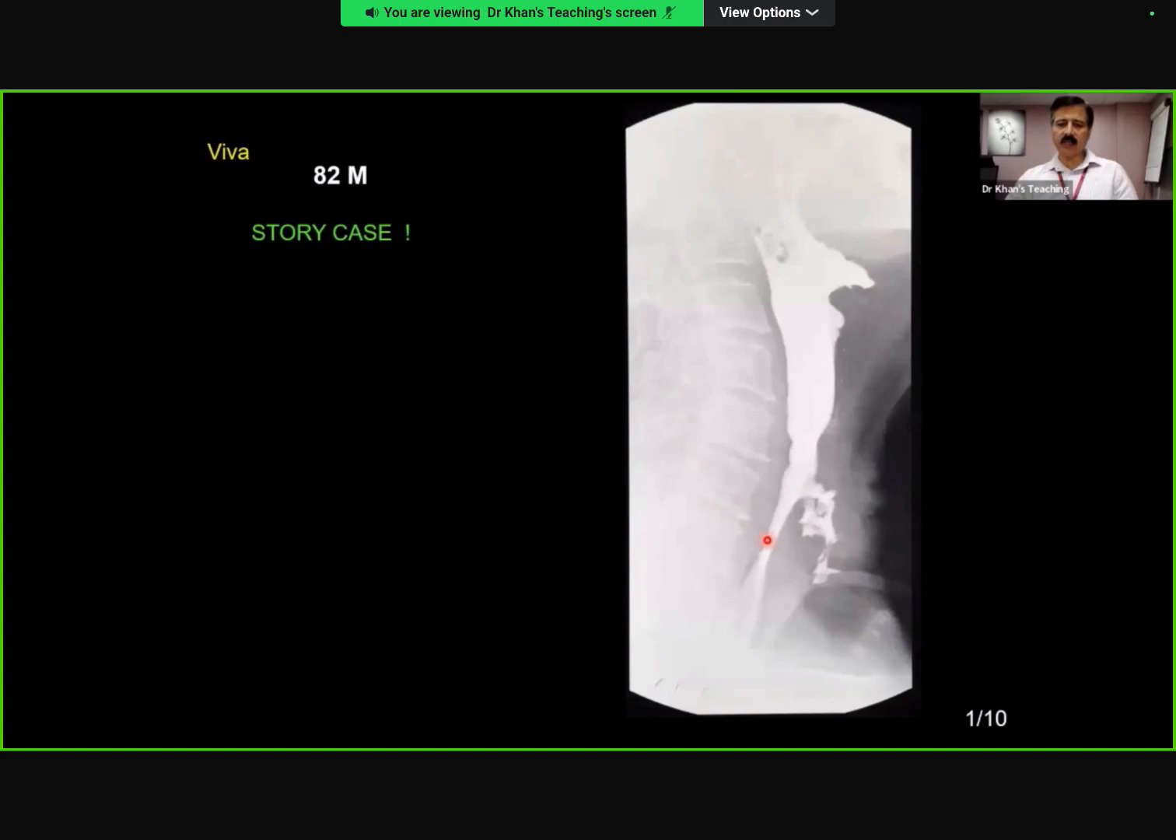Do you see any story written here on this? It's a post-surgical case. What kind of surgery has been done? Okay, fine, don't worry. The point is that it's a difficult case, but it has come in the exam quite a few times.